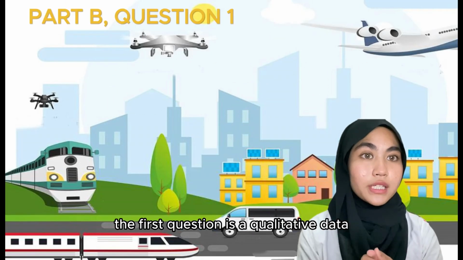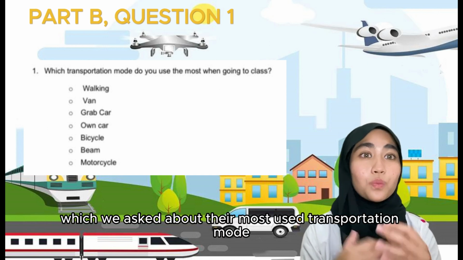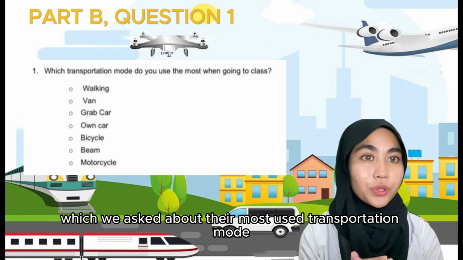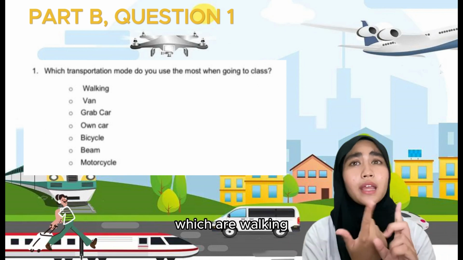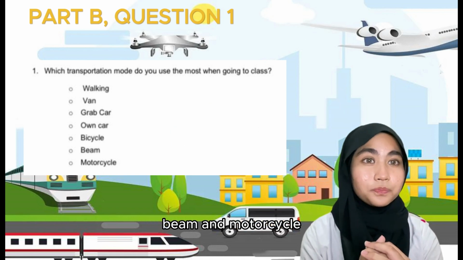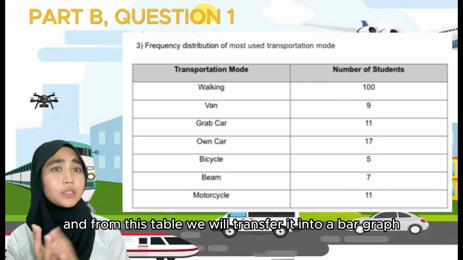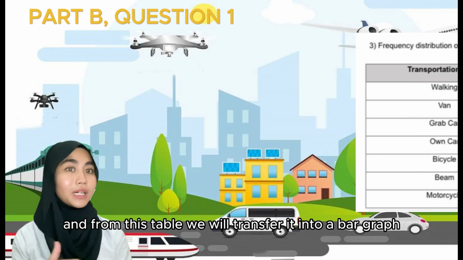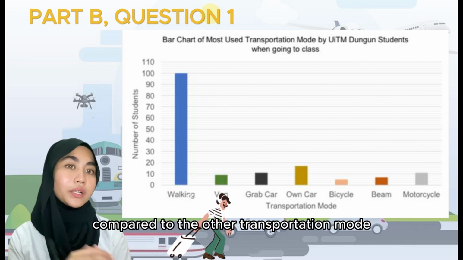The first question is qualitative data, where we ask about their most used transportation mode. I have 7 transportation modes, which are walking, van, Grab car, own car, bicycle, beam, and motorcycle. As usual, we construct a frequency distribution table, and from this table, we transfer it into a bar graph. As you can see, walking has the longest bar compared to the other transportation modes.